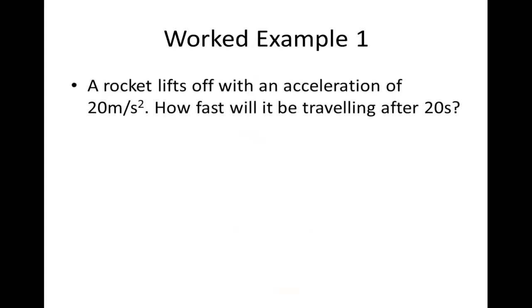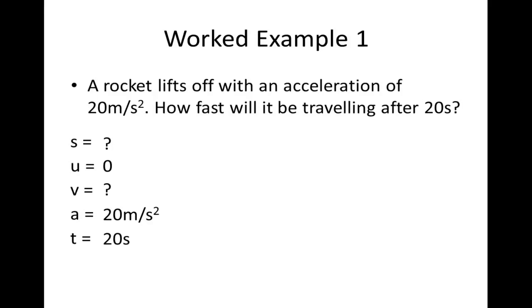Let's say a rocket lifts off with an acceleration of 20 meters per second squared. How fast will it be traveling after 20 seconds? It's always best to approach this by listing the suvat variables and using the question to fill in the values. So we don't know what the displacement is. The rocket lifts off with 0 initial velocity. You want to find out what its speed is after 20 seconds. Its acceleration is 20 meters per second squared, and we are measuring what the speed is after 20 seconds.